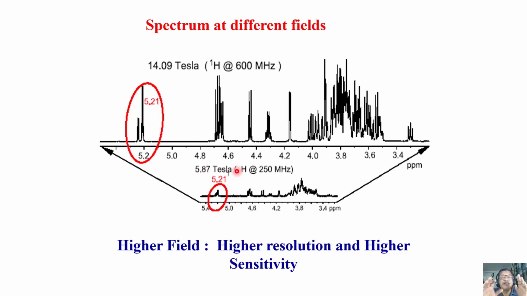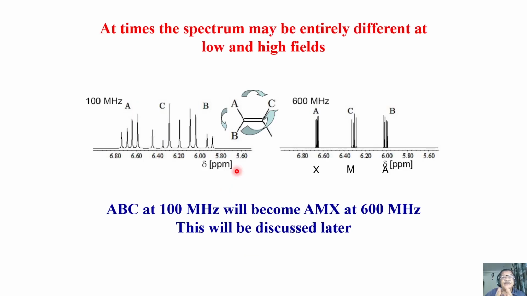So a spectrum appears different when you go to different fields. It is because the resolution becomes better and we also get a better signal to noise ratio. That is one thing. Sometimes it so happens the entire spectrum appears different. For example, this is the molecule with 3 protons, some attachment here we do not know what it is. A, B and C, there are 3 protons. The proton spectrum of this molecule taken at a 100 megahertz spectrometer appears like this.